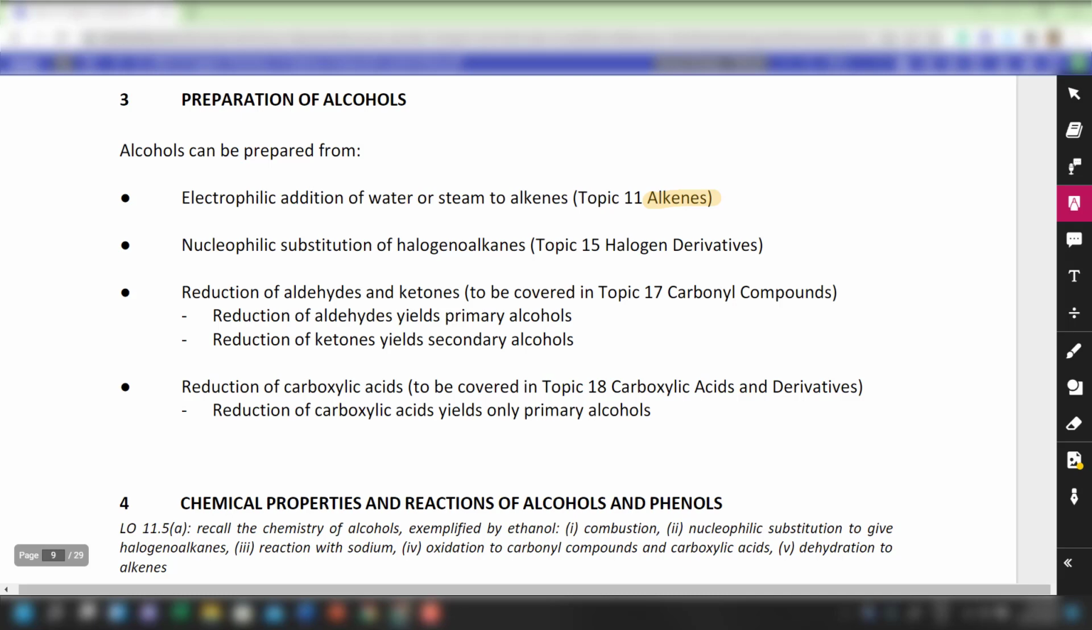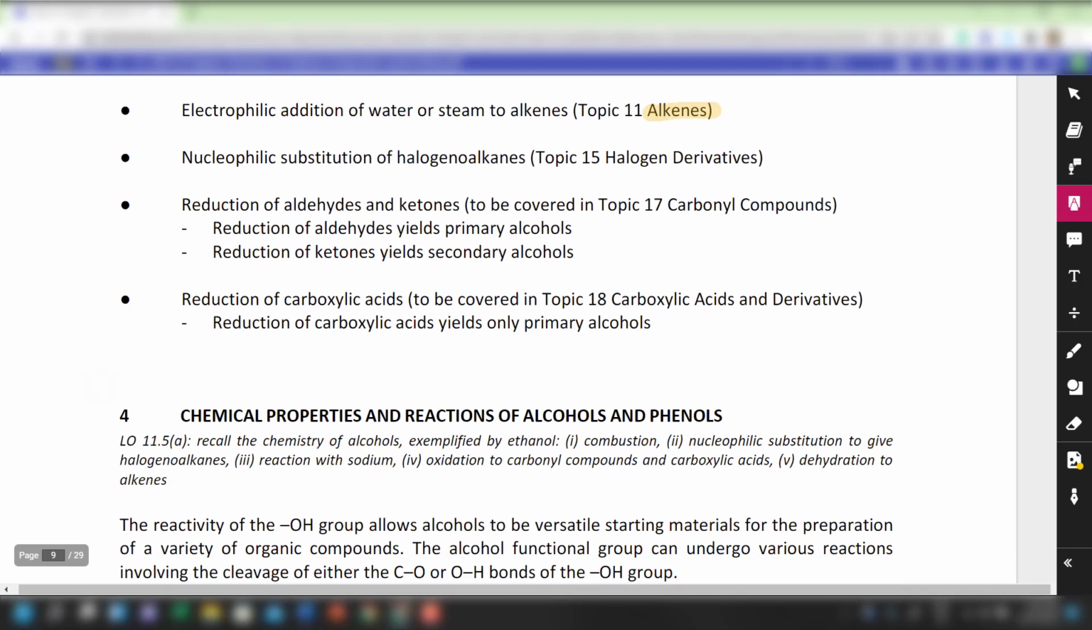And then in the previous topic, under halogen derivatives, for example, if you are given 2-bromopropane and want to obtain the corresponding propan-2-ol, you can simply subject 2-bromopropane to sodium hydroxide and heat it under appropriate conditions. In the next topic on carbonyl compounds, you will learn that reduction of aldehydes and ketones using sodium borohydride or lithium aluminium hydride in dry ether will give you primary and secondary alcohols respectively. And in topic 18 under carboxylic acids and derivatives, you learn that reduction of carboxylic acids using lithium aluminium hydride in dry ether will give primary alcohols.